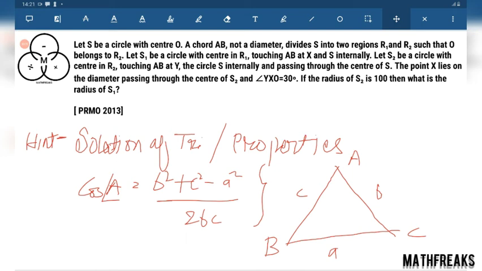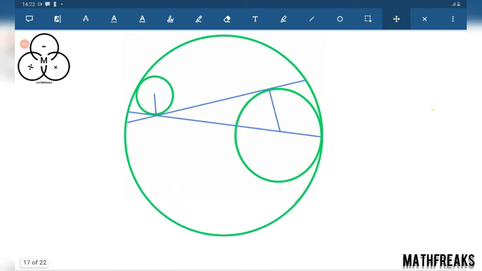Write the question, try to draw the diagram. I have shown you a glance, and if you have derived everything, then this is the last step, applying these properties of triangle. So let me solve it.